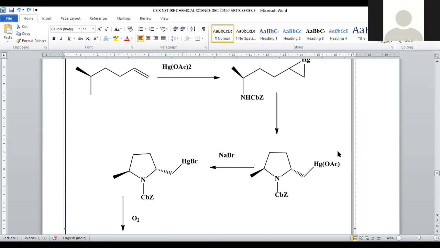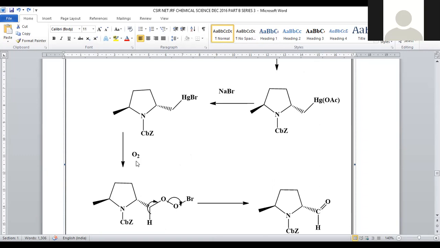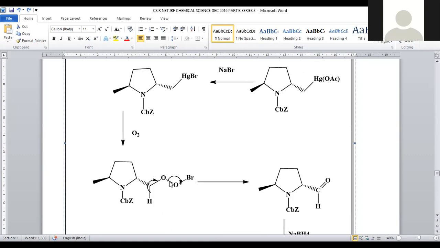Now it is treated with sodium bromide. Upon treating with sodium bromide, this OAc functional group is replaced with bromo. HgBr will be generated. HgBr is further treated with molecular oxygen. When treated, what happens? Molecular oxygen will form a peroxy linkage in between the carbon and bromo functional group, right? Because what is the structure of molecular oxygen? Oxygen double bond oxygen will be there. That will be inserted between carbon and bromo, so that mercury will be discarded. There is an O single bond O. This is called a peroxy linkage.